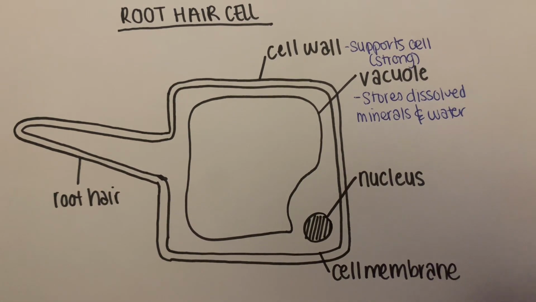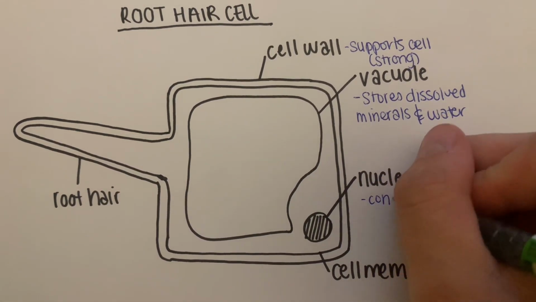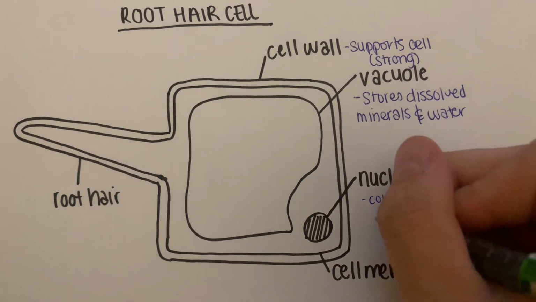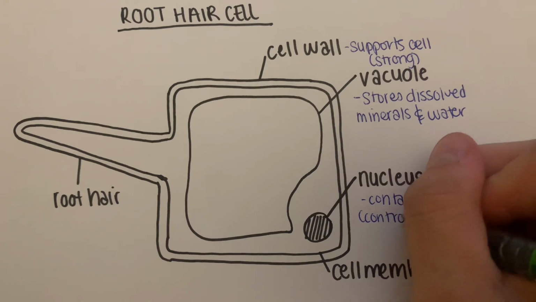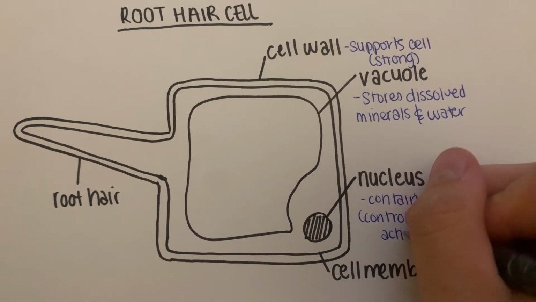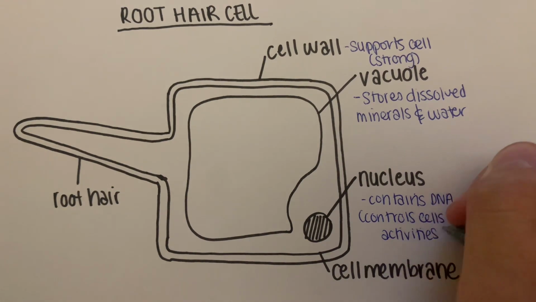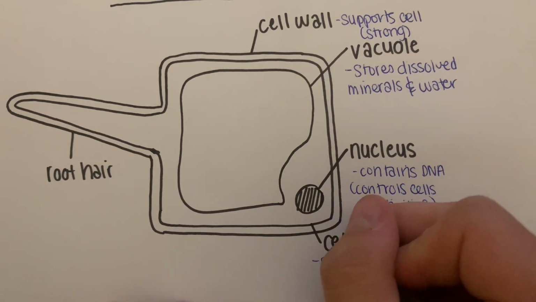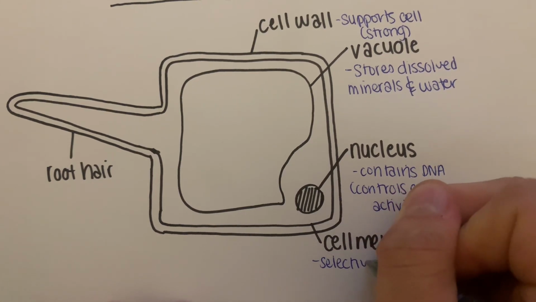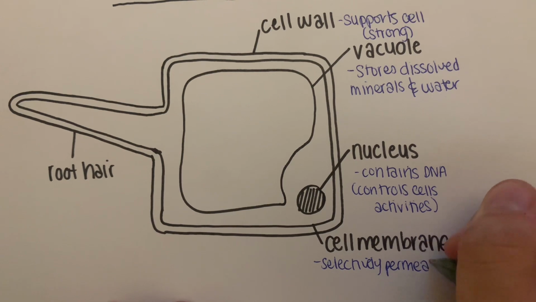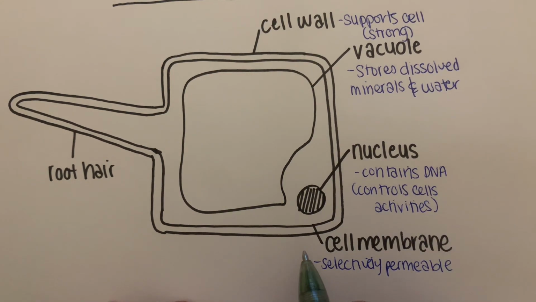We've then got the nucleus, which contains DNA, but it also controls the cell's activities. Basically, it's kind of like the brain of the cell. We've then got the cell membrane, which is selectively permeable, and you should probably know what that means by now, which basically means it can control what comes into the cell and goes out of the cell.